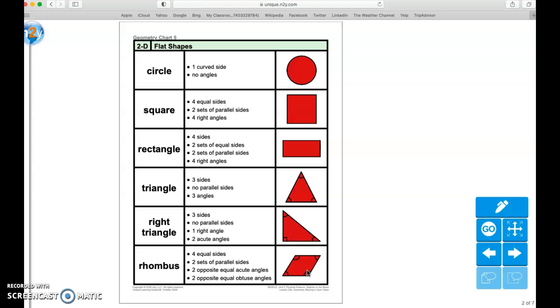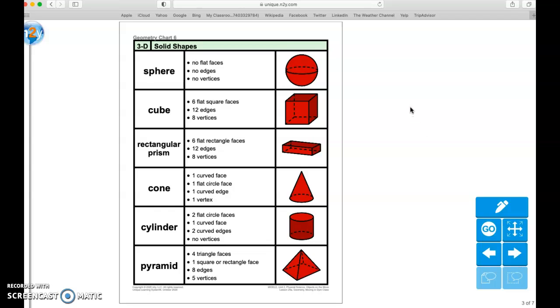Okay? And then a rhombus also has parallel sides, has 4 angles but no right angles. Okay, so 2 of these angles are acute. Do you see that these are smaller than 90 degrees? And then these 2 are obtuse. They're larger than 90 degrees.